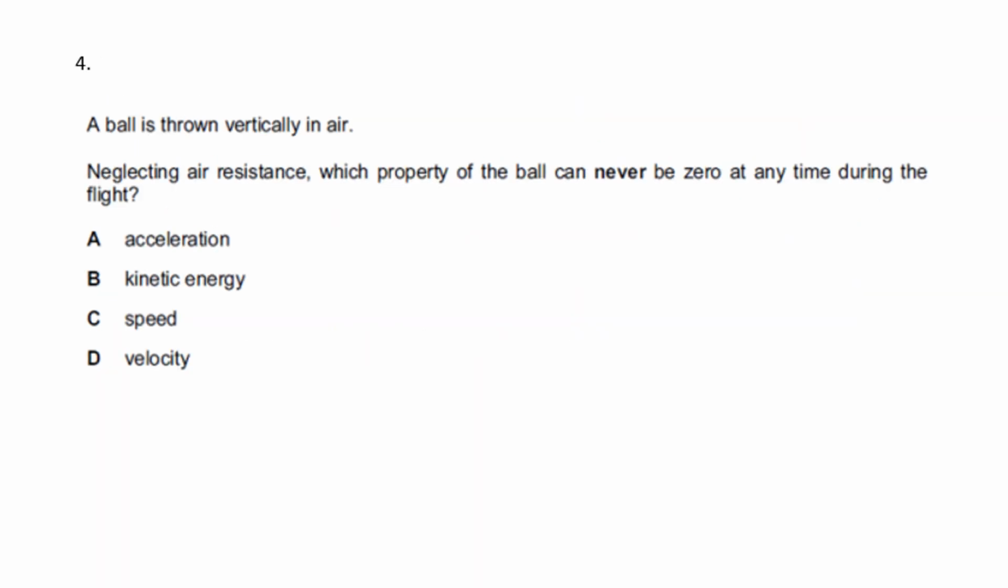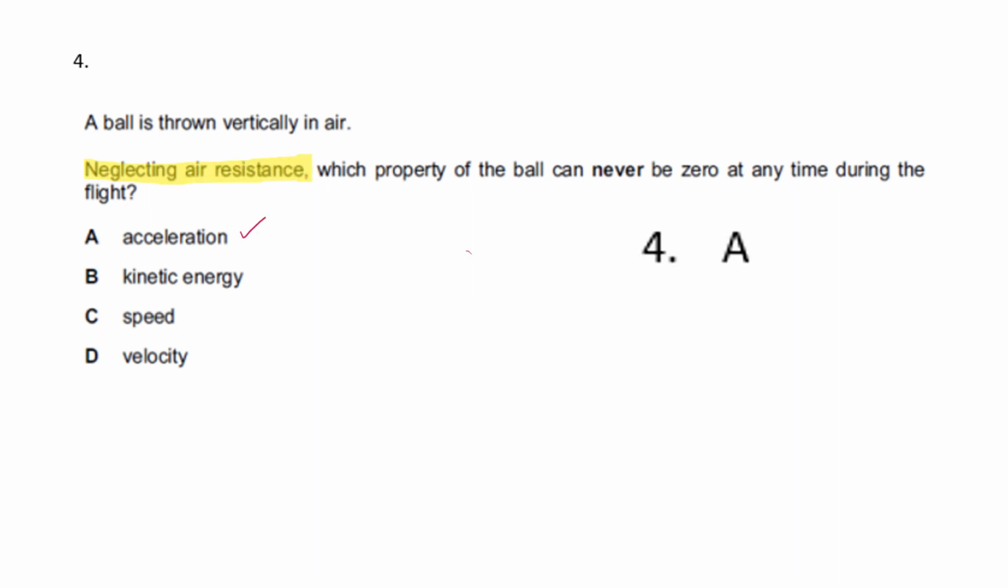A ball is thrown vertically in the air. Neglecting air resistance, which property of the ball can never be 0 at any time during the flight? So the only property of the ball that can never be 0 is acceleration. At any point during the flight of the ball, it will have the same acceleration acting on it, ignoring air resistance. It's always going to have the acceleration of gravity acting directly downwards.